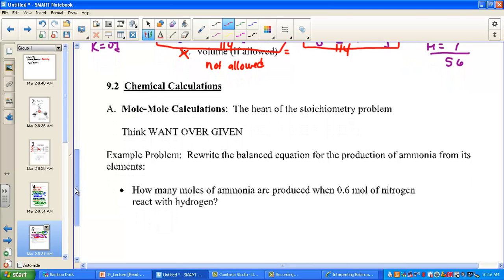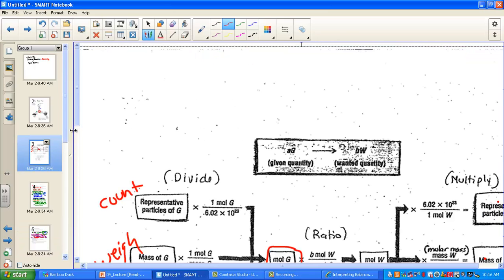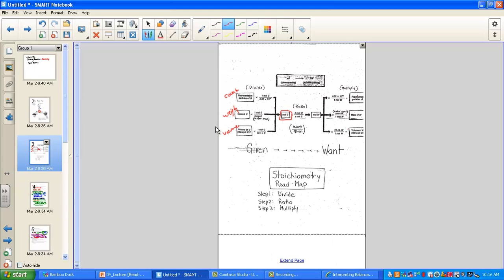Our lesson continues looking at our stoichiometry roadmap, the mole-mole calculation, what we refer to as the heart of our stoichiometry problem. The mole-to-mole ratio, thinking want over given. I highly recommend you have out your stoichiometry roadmap. You could print one off of our Blackboard site.